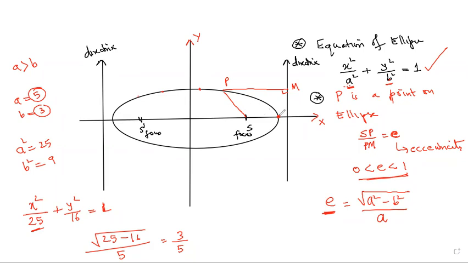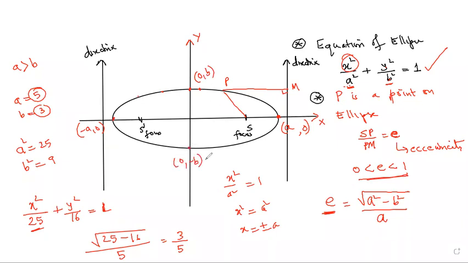This point is obtained by putting y as 0. When you put y as 0, you will get x square upon a square equal to 1. So x square will be a square, so x will be plus or minus a. That means this will be one vertex, and this will be the other point, minus a comma 0. If you put x as 0, y will be plus or minus b.